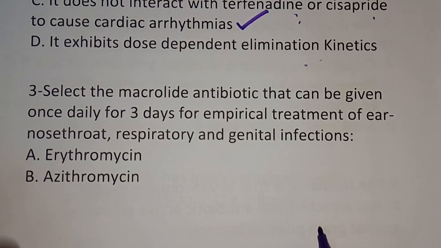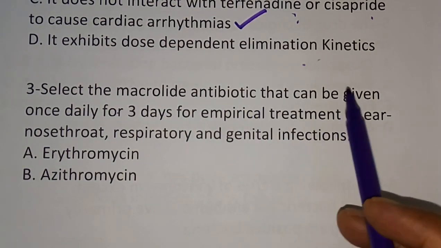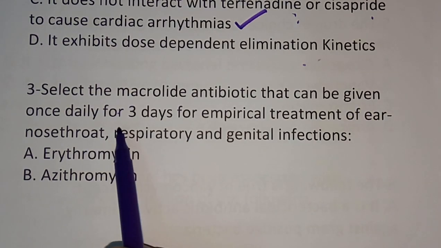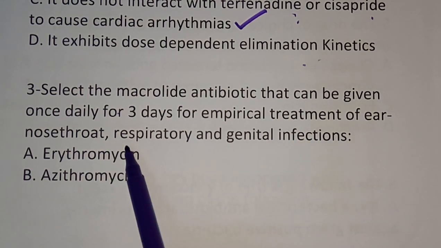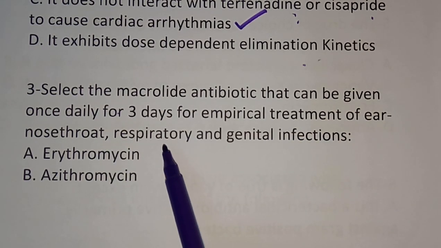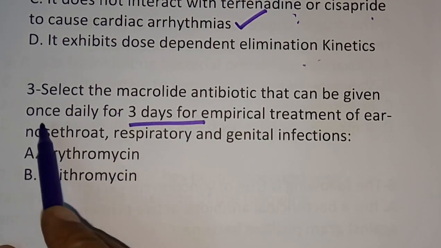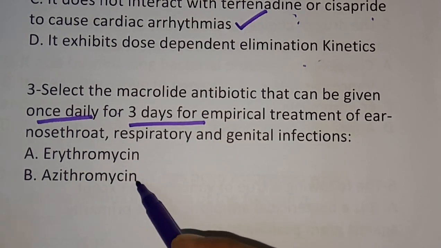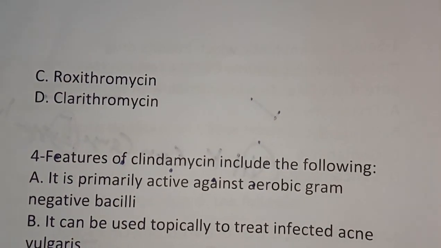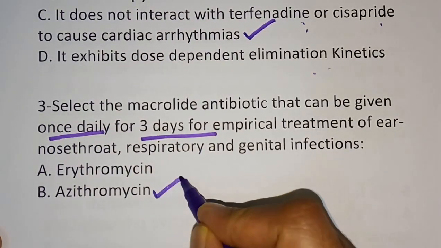Question number 3. Select the macrolide antibiotic that can be given once daily for 3 days for empirical treatment of ear, nose, throat, respiratory and genital infection. This is a 3 day course with a once daily dose. Option A, erythromycin. Option B, azithromycin. Option C, roxithromycin. Option D, clarithromycin. The correct answer is azithromycin.